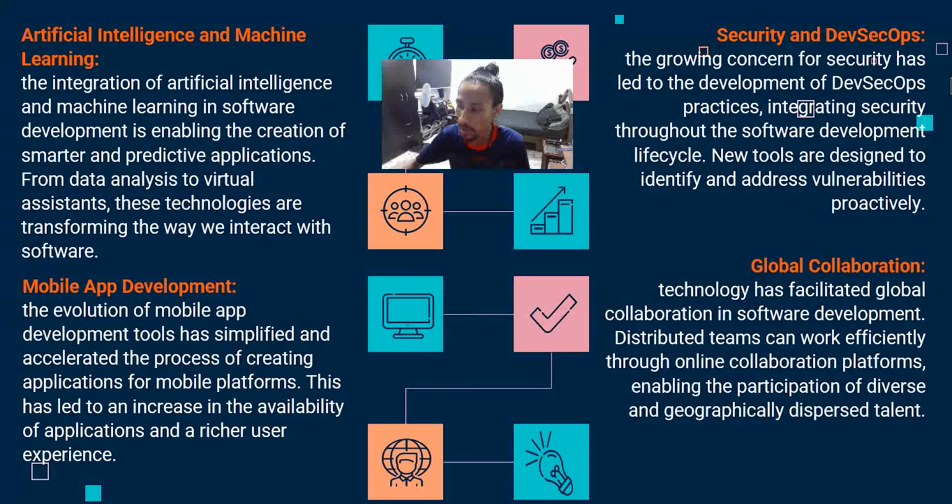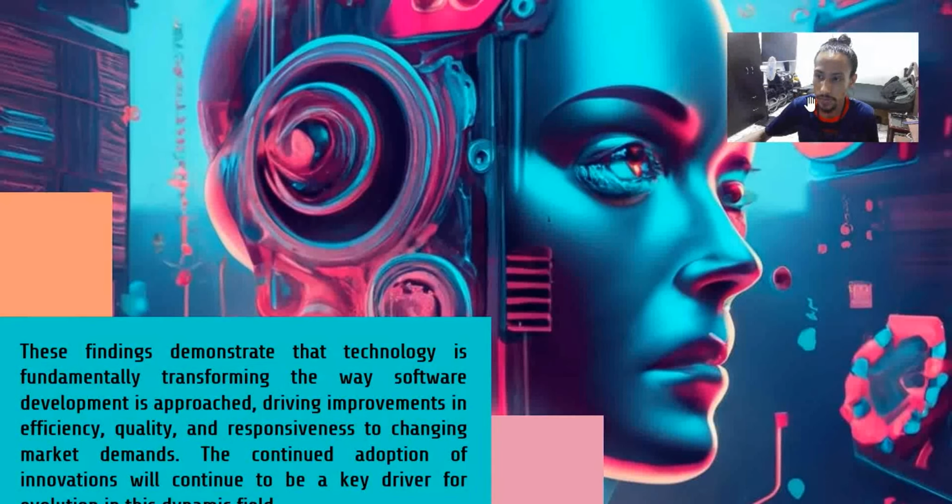And finally, there are some conclusions about it. These findings demonstrate that technology is fundamentally transforming the way software development is approached, driving improvements in efficiency, quality, and responsiveness to changing market demands. The continued adoption of innovations will continue to be the key driver for the evolution of these dynamic fields. So this is the last part of my presentation.